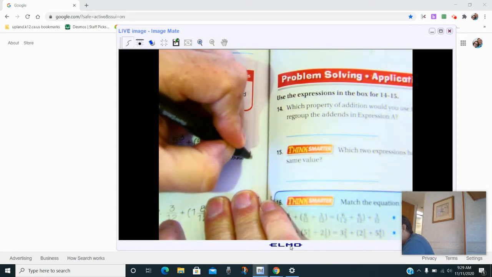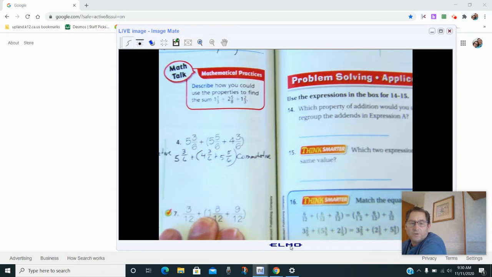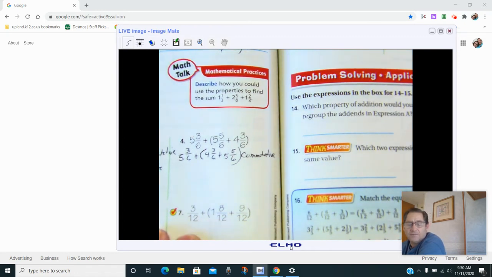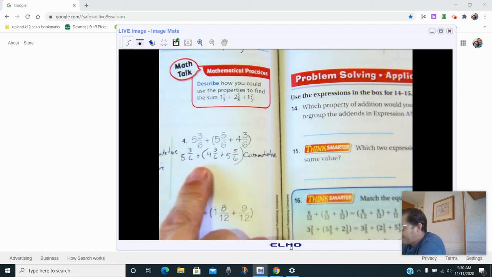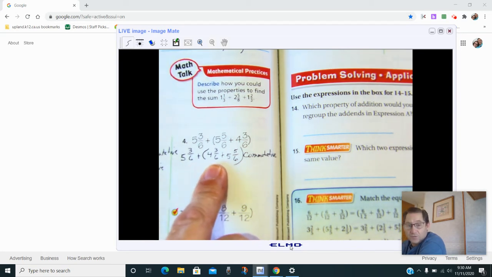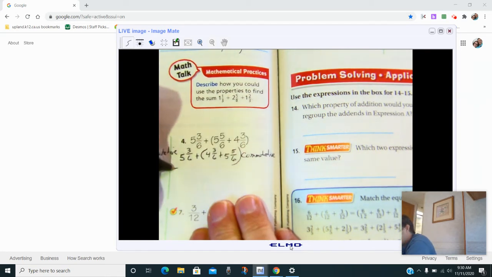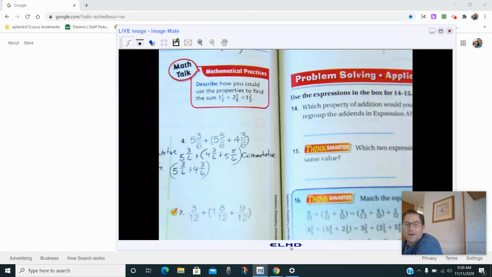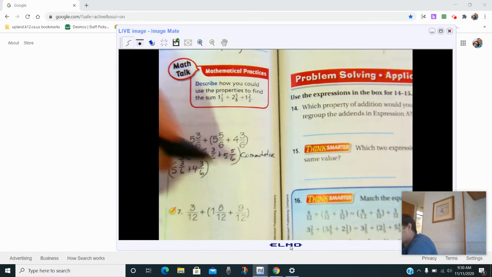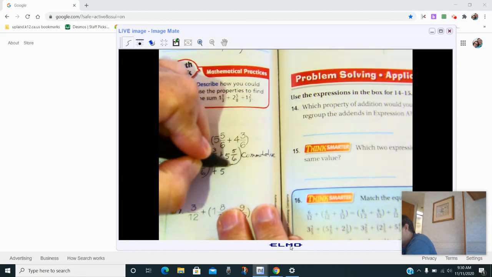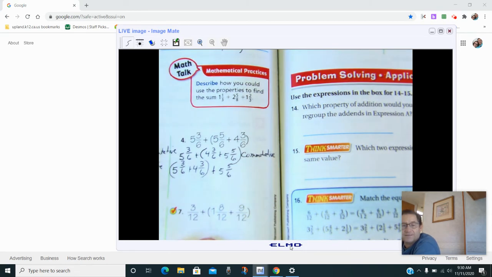Commutative property allows us to change the order of addends without changing the sum. Now that we have 5 3/6 plus 4 3/6 close together, we can group them together so that we add them first. So I'm now joining 4 3/6 with the 5 3/6, and outside will be 5 5/6.